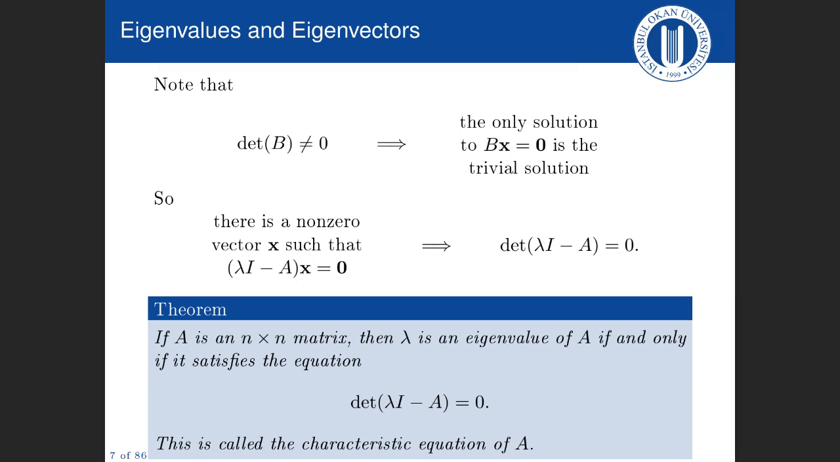Let's write that as a theorem. If A is a square n by n matrix, then lambda is an eigenvalue of A if and only if it satisfies the equation the determinant of lambda I minus A is equal to 0. This equation is called the characteristic equation of the matrix A. This is an important equation for us, so I'm going to put this at the top in a yellow box.